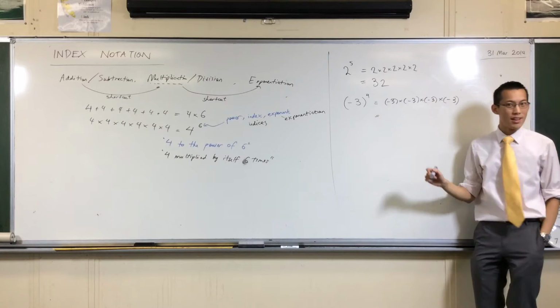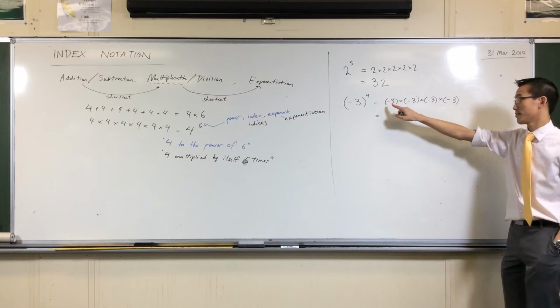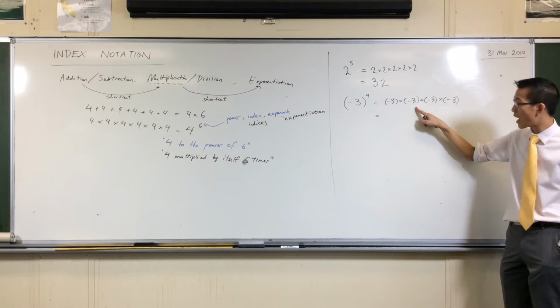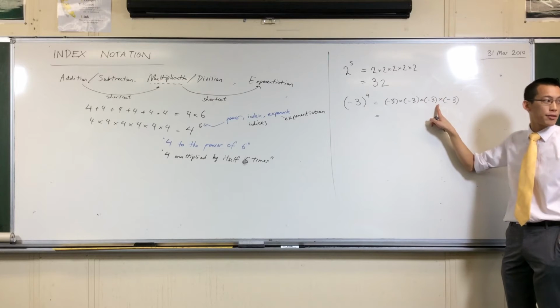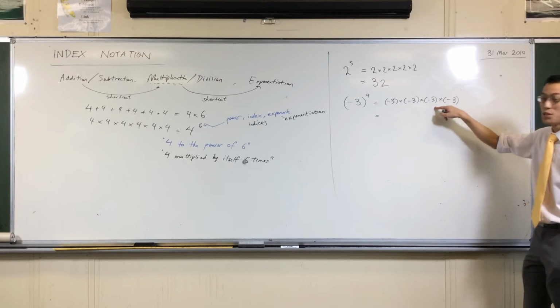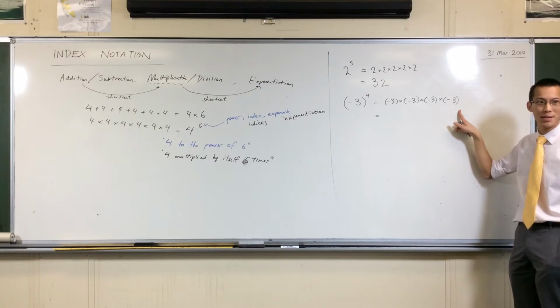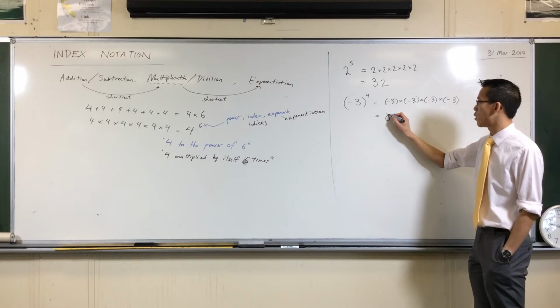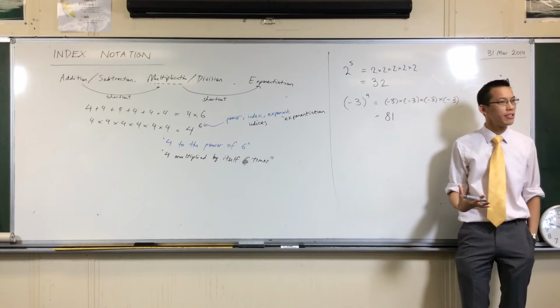Okay. So let's have a look. The first two, right? Negative 3 times negative 3. That's 9. Multiply by negative 3 again. That'd be negative 27. Do it one more time. Now, 27 times 3, that's a big number. It's going to be positive 81. Can you see why it's positive, by the way?